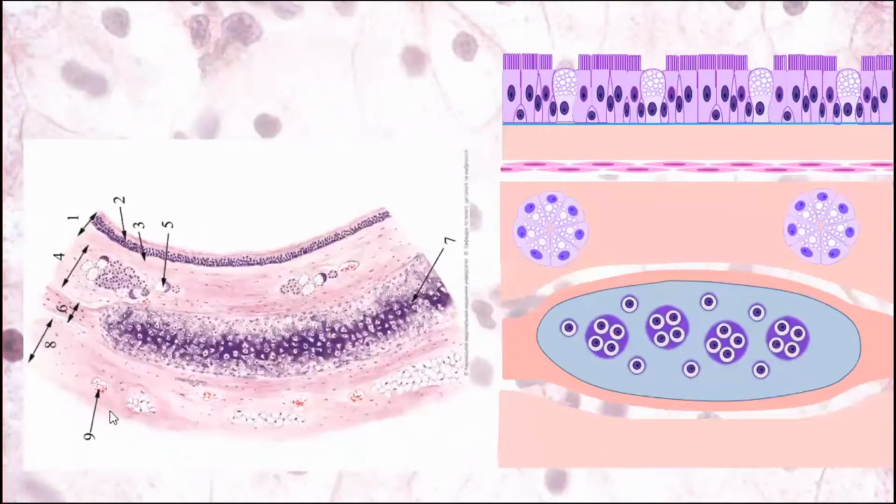And here we can see a drawing of histological slide. It's trachea, and here we can see mucosa. Here we can see mucosa. Next, submucosa with glands. Next, it's fibrocartilaginous layer. It's cartilage and it's fibrous membrane. And the outer layer, it's adventitia.